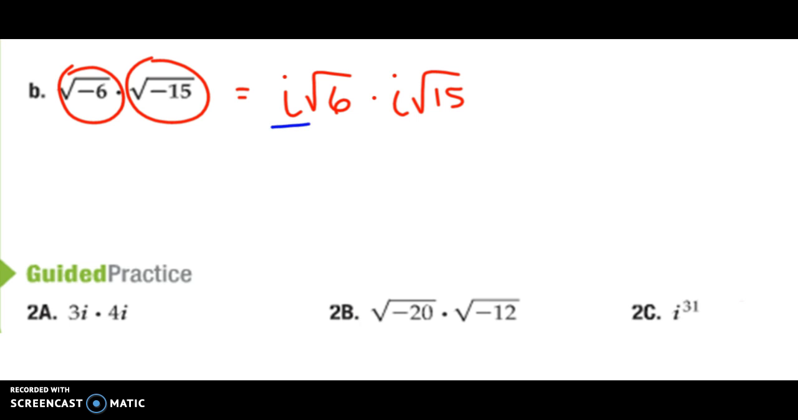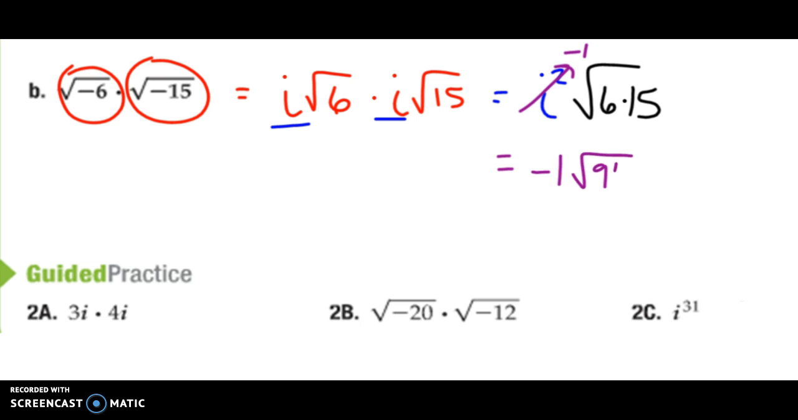So what we're going to do first is multiply the i's together. And so i times i is i squared. And the square root of 6 times the square root of 15 is going to be the square root of 90. So what we can do then is we say i squared is really just a -1. This is -1 times the square root of 90.